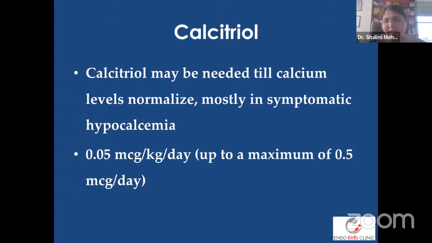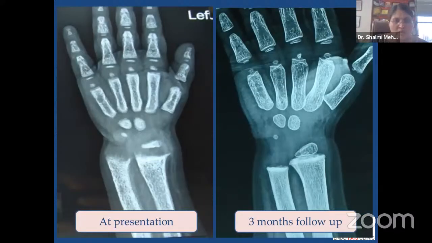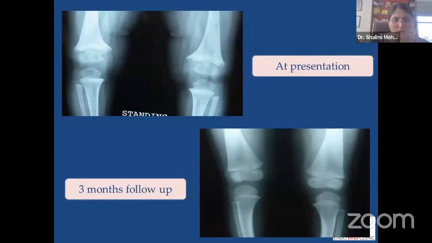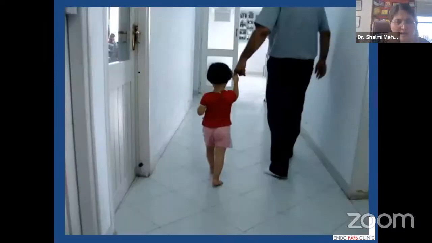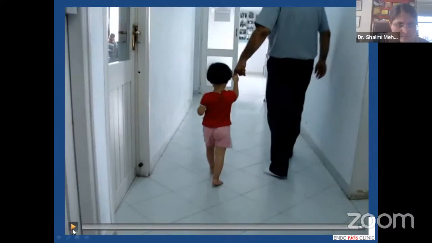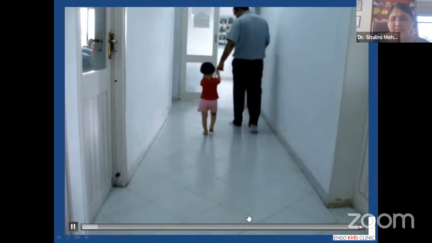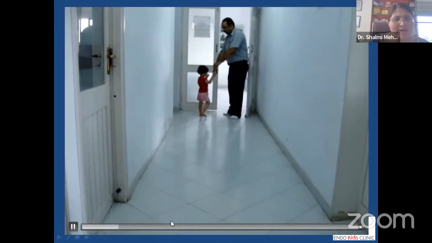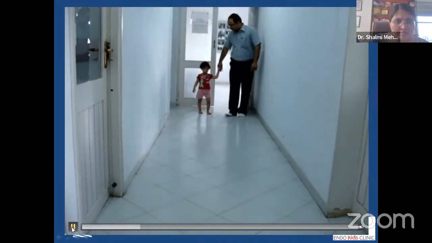So, typically in that particular patient where you had such low levels of calcium, we would give them calcium, vitamin D, and about 7 days of calcitriol also, right? So this was the X-ray at presentation. And then at 3 months, you can see almost normal X-rays for that particular child, right? You can see the X-ray improvement in the knees as well. And even the gait has started improving. Right, the child is now walking normally, the waddling gait is not there.